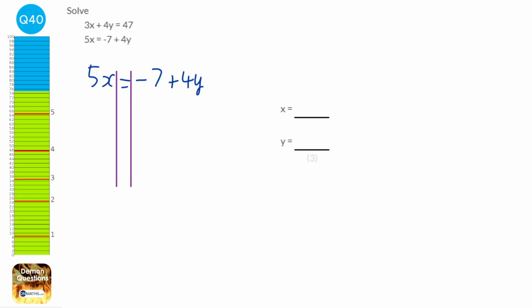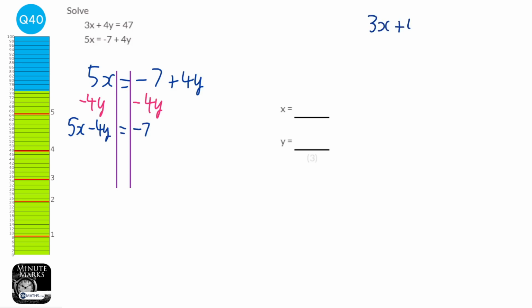And I'm just going to put my lines in so I can rearrange. So first thing I want is the x's and y's on the same side. In fact, all I need to do is take away 4y from both sides, and we get 5x minus 4y equals minus 7.